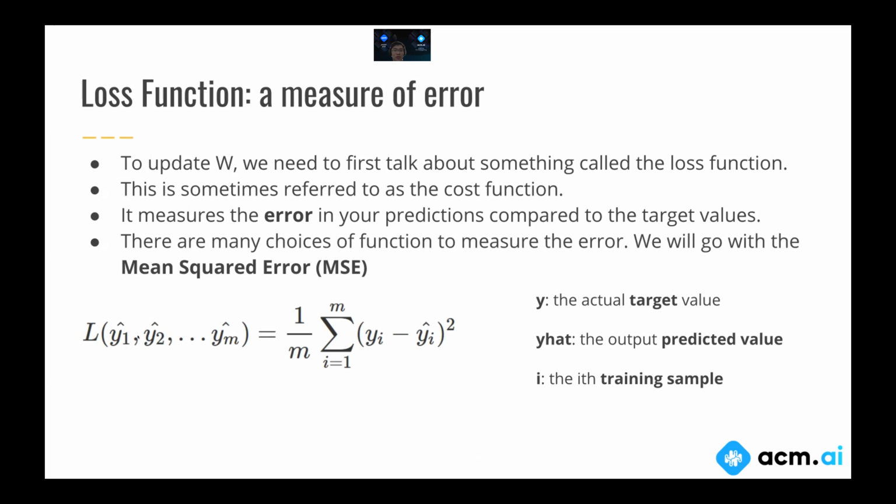So as the name of the loss function suggests, we're taking the difference between our target value and the predicted value. And then we're squaring that difference to make sure that it's always going to be positive. And then we're just going to take the average of this value over the entire training data set. Hence the summation notation and the 1 over m.